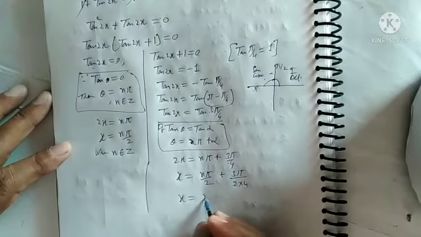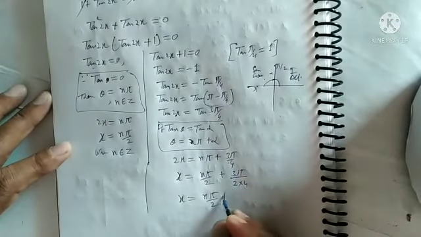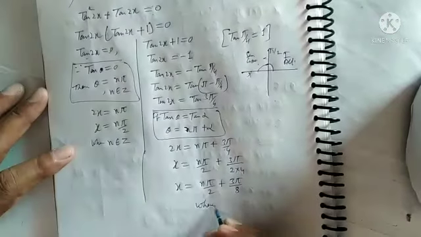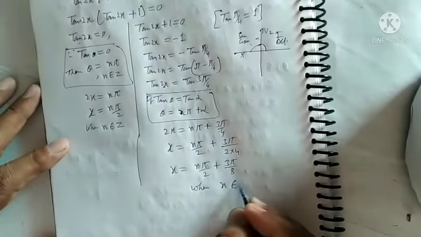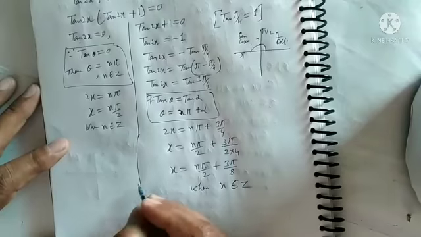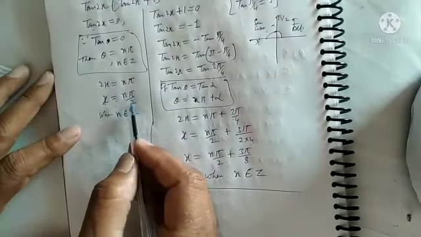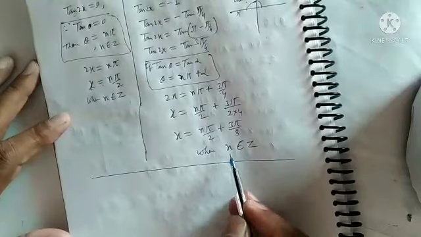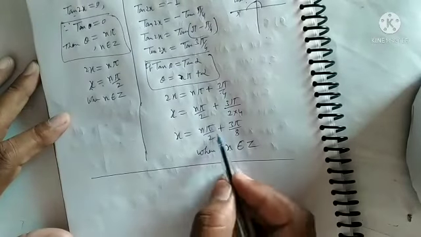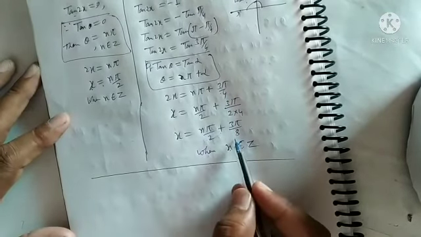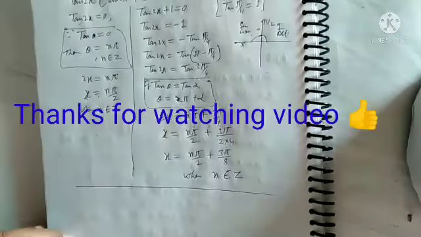So what will the x value be here? n pi upon 2 plus 3 pi upon 8, where n belongs to Z, meaning integer. So this question is also done. Here the first solution is x equal to n pi upon 2, and the second general solution is x is equal to n pi upon 2 plus 3 pi upon 8. So this also we have done. Thank you.